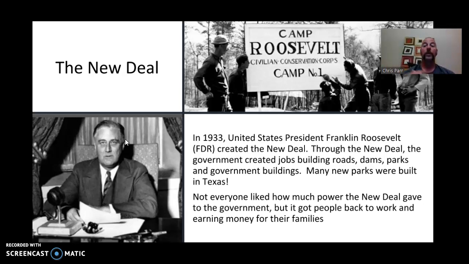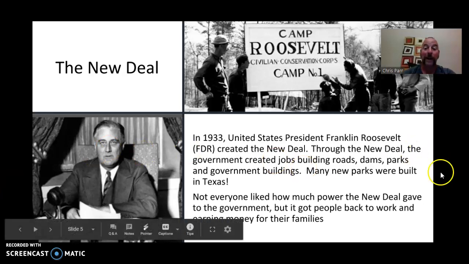Thousands of people that did not have a job because of the Great Depression now could get a job paid for by the government to get their jobs back. Okay. Now this did a great job. It got people back to work. Not everybody liked how much power the New Deal, that's what Roosevelt's plan was called, the New Deal.